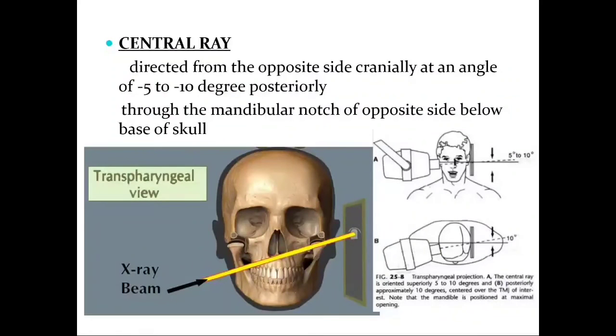The central ray is directed at an angle of -5 to -10 degrees posteriorly. So the central ray is oriented in such a way that it passes through the mandibular notch or the sigmoid notch of the opposite side, below the base of the skull.